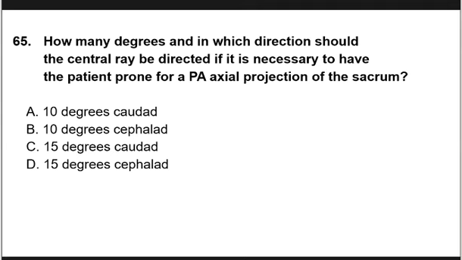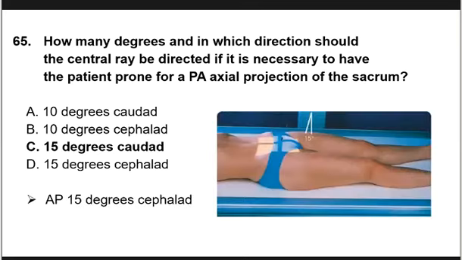So the question here is PA axial. What is our answer? What is the central ray angulation or the direction of the central ray when the patient is in PA axial? Then the central ray should be 15 degrees caudally. Caudal for PA axial. For AP axial, the normal position, the central ray should be 15 degrees cephalad.